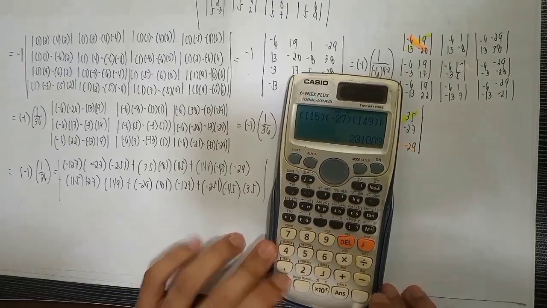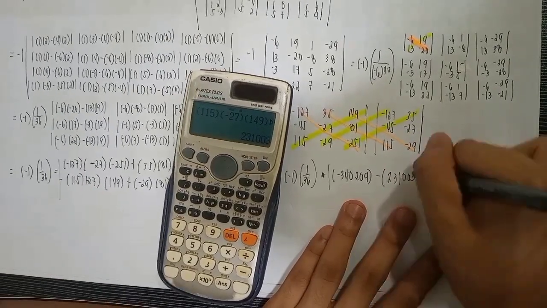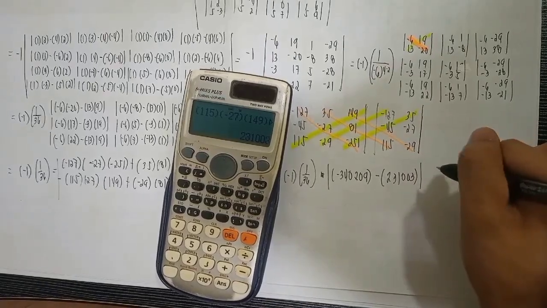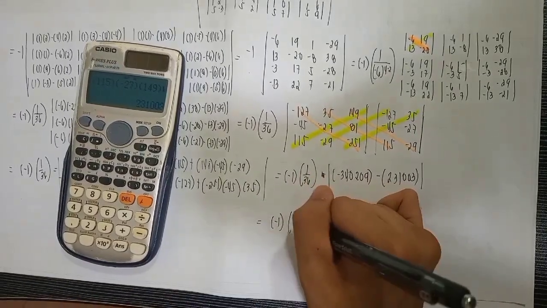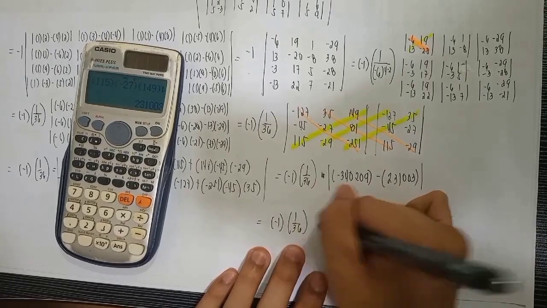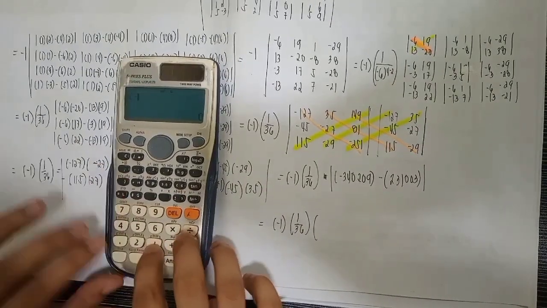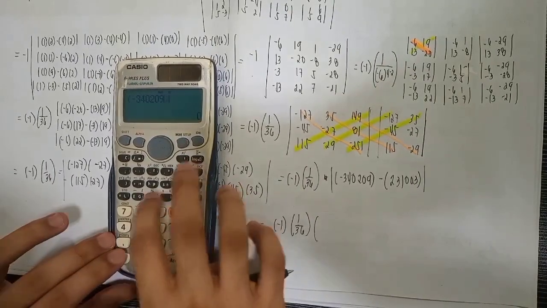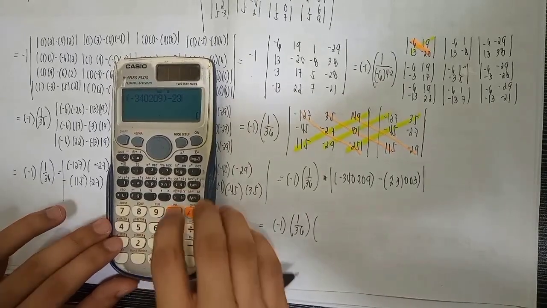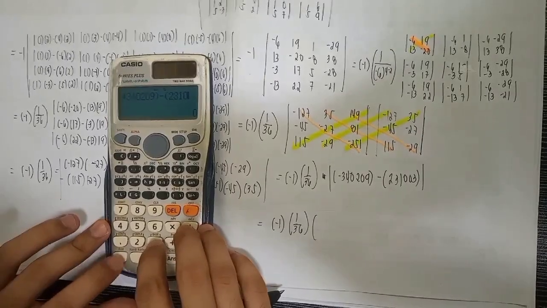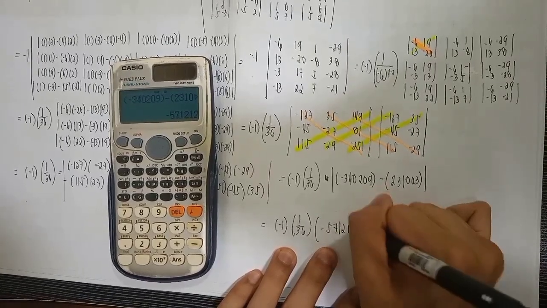Then we will get negative 340,209 minus 231,003 equals to negative 571,212.